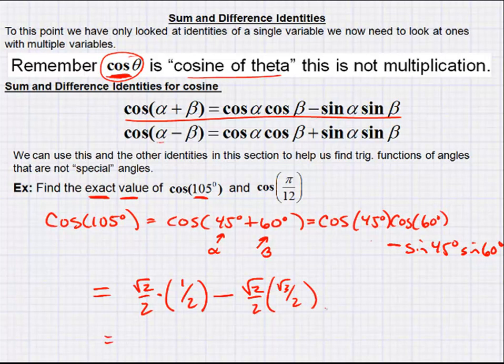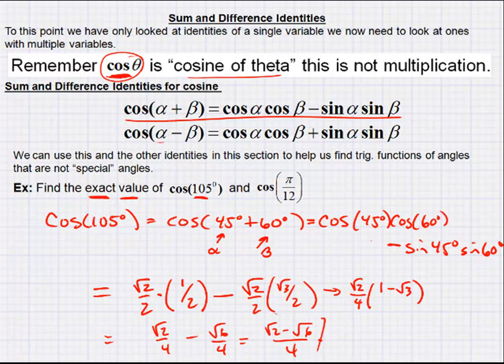I do some simplifying. I can say that this is square root of 2 over 4 minus square root of 6 over 4. I can write the answer as square root of 2 minus square root of 6, all over 4. I could also look at it as pulling out the square root of 2 over 4, and I can write this as 1 minus the square root of 3. That would be the same exact answer. Whether you write this answer doesn't matter. I'd say probably you see this more often than this. But this is the exact value of the cosine of 105 degrees.